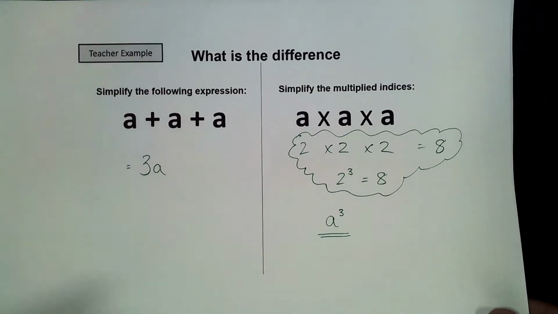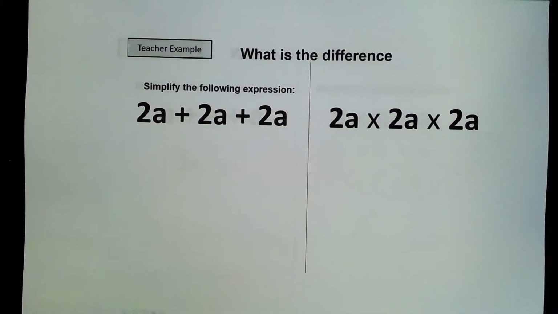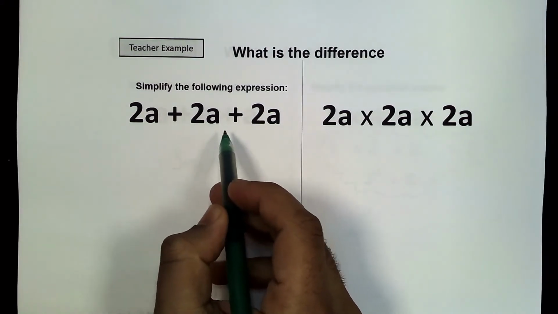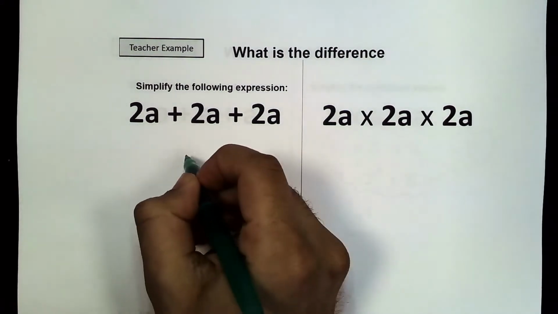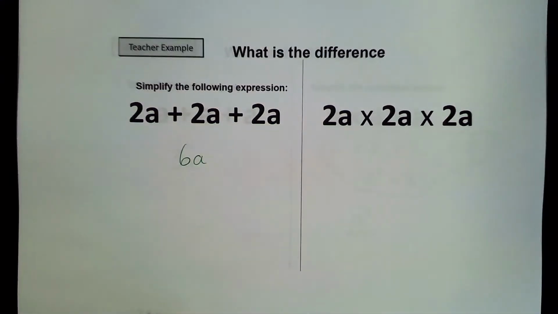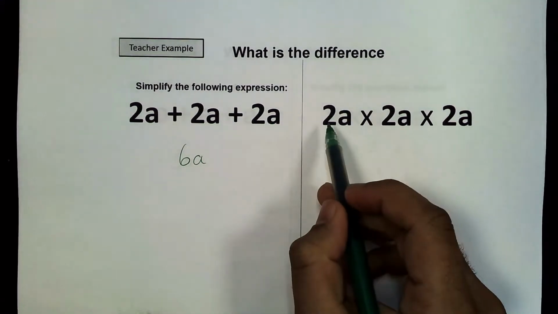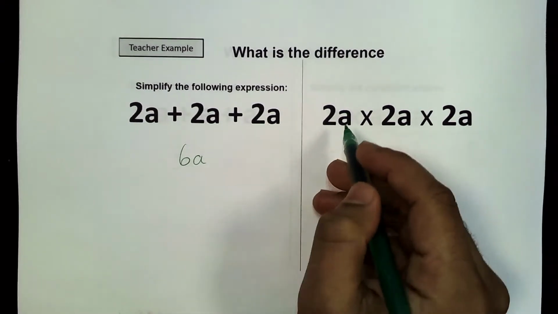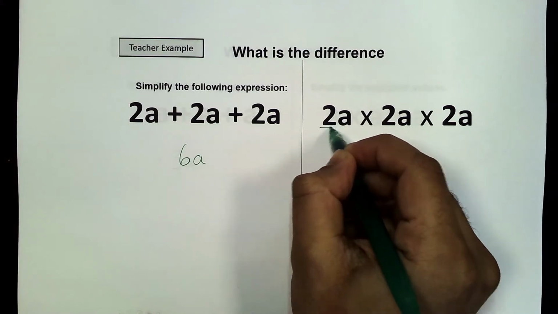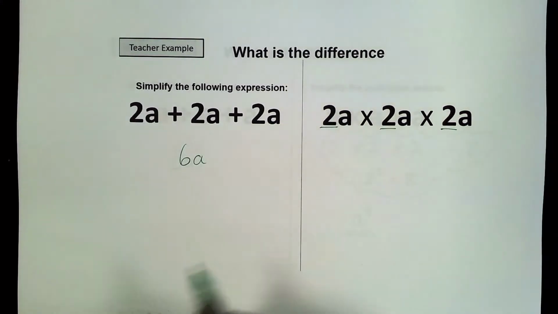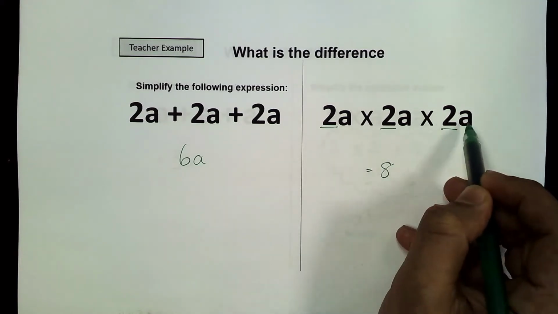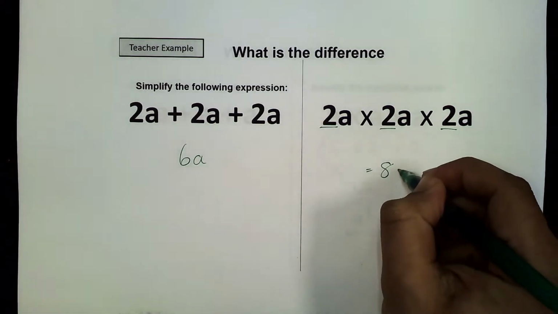Now, the next slide: 2A, add 2A, add 2A. Well, 2 apples, add another 2 apples, add another 2 apples is 6 apples, so 6A. And again, 2A times 2A times 2A, well, you can multiply the numbers together. I'll just underline each of the numbers. 2 times 2 times 2 is going to give me 8. And A times A times A, you'll remember from the previous example, is A cubed.